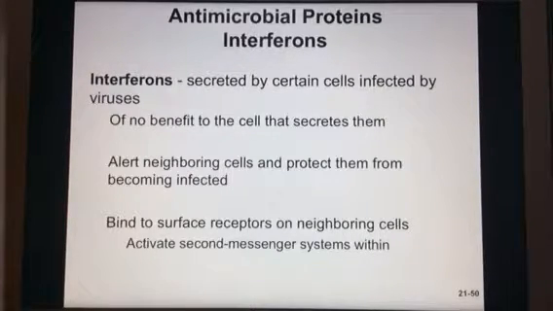Interferons are secreted by certain cells infected by viruses. And so they don't really help the cell that secretes them, but they tell neighboring cells and protect them from becoming infected. So we know that the virus soon is going to be released from that infected cell and would potentially be ready to infect neighboring cells. So the interferons kind of alert them, and it binds to surface receptors on the neighboring cells.